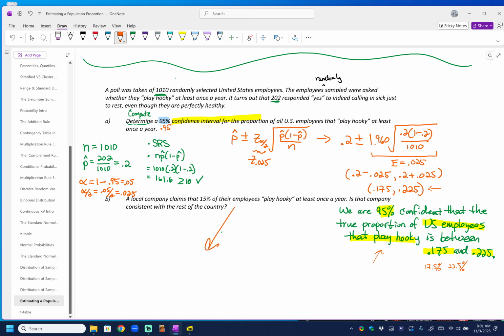So let's say a local company claims that 15% of their employees play hooky once a year. Well, if you look at that 15% here, it doesn't fall in the interval. By making this interval, we're saying we believe the true proportion is in here somewhere. And that 15% is not. So we would say, no, we don't believe it is, because the p equals 0.15 that they claim play hooky does not fall in our confidence interval.